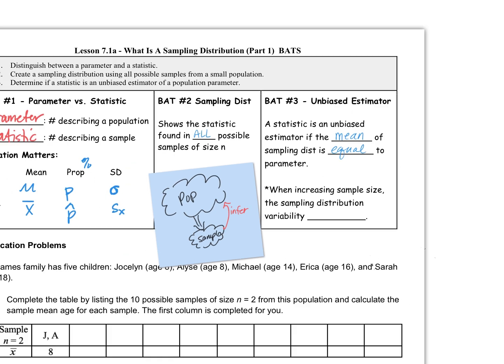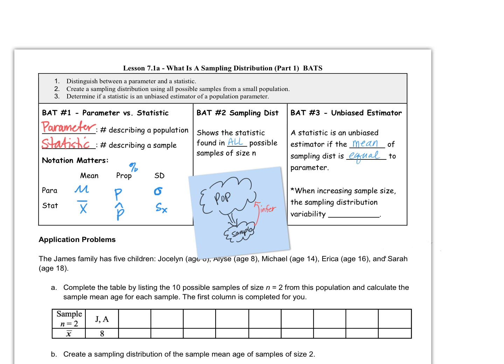Now, just for funsies, better estimate. So when increasing the sample size, the sampling distribution variability will decrease. It will always decrease. Increasing sample size will decrease variability. You will use that truth from here on out. All right?